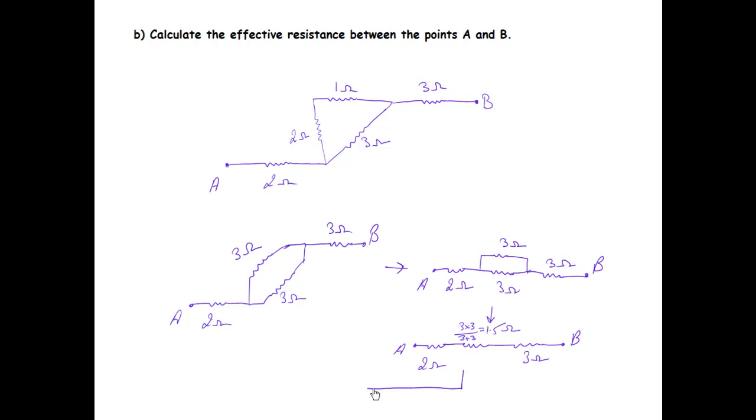So the total resistance as a consequence will be 2 ohms plus 1.5 ohms plus 3 ohms, which turns out to be 6.5 ohms.